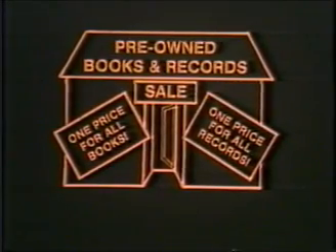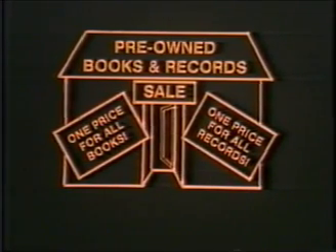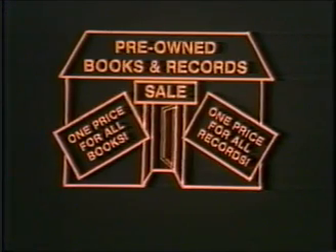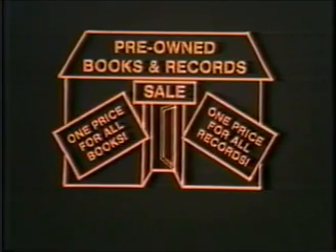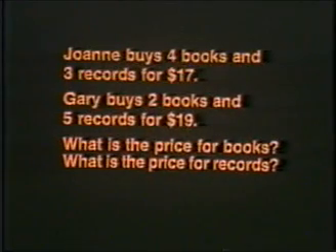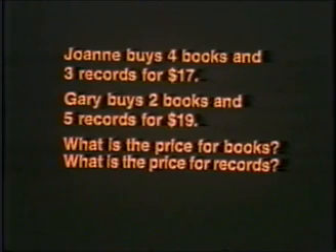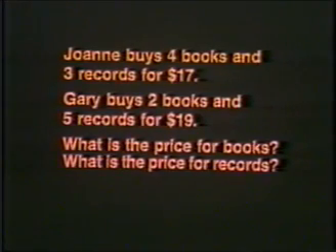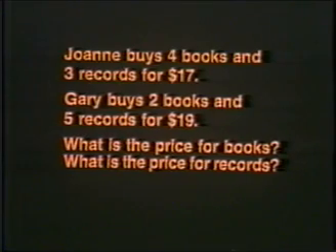Like this. Your friends go to the used books and records store. They find super savings, one price for all the records, one price for all the books. Each buys a different combination of books and records. But they pay the same one price for each book, and they pay the same one price for each record. What are those two prices?